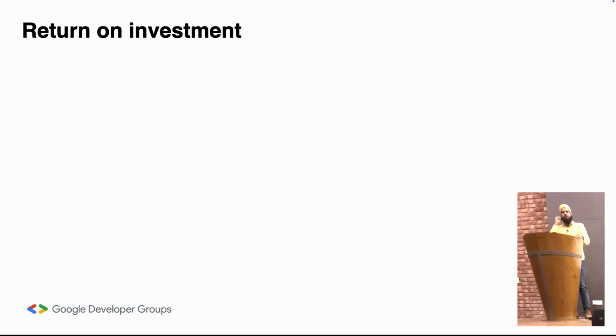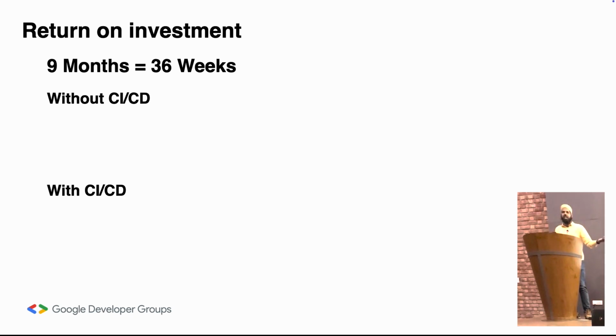So let's take an example of how the return on investment works here. For example, if you have a 9-month project, which basically translates into 36 weeks. Everyone loves maths here? No? If you are in programming and you don't love maths, then you are in the wrong profession. So it takes 36 weeks. Let's say we measure without CI/CD and with CI/CD. If you go without CI/CD, you can do 1 release per week because each release will take around 3 hours. So 36 releases take you 108 hours.